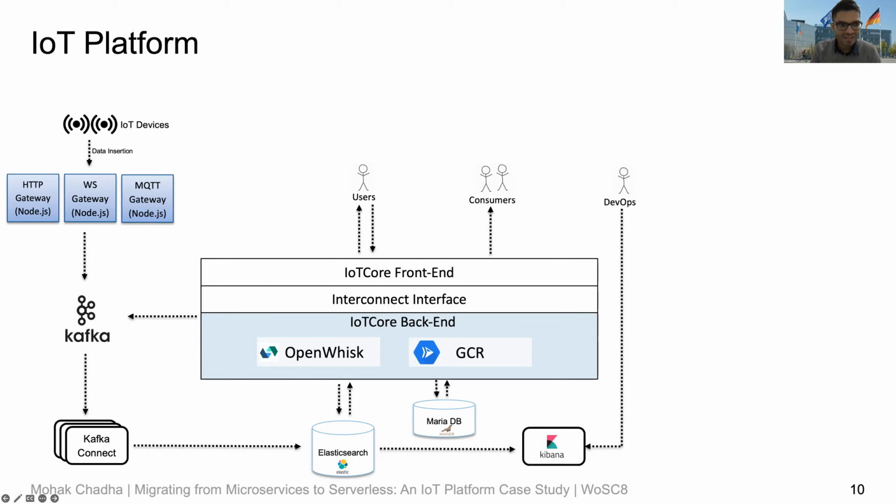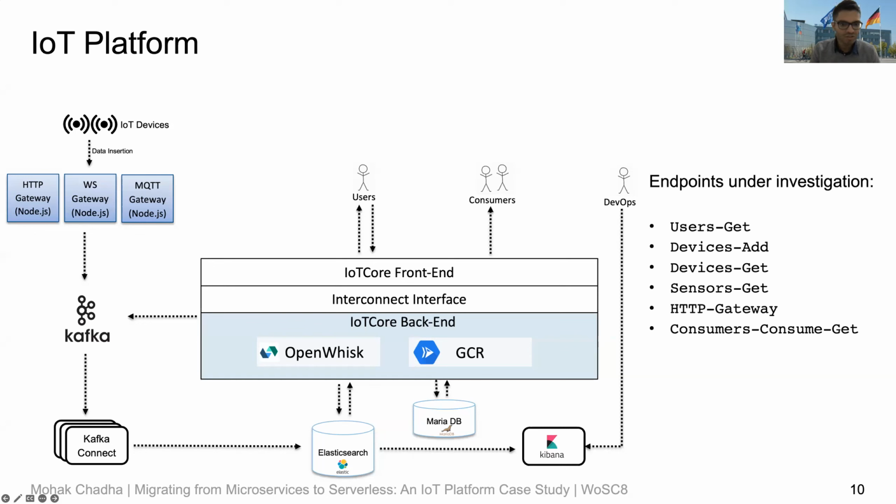Devices can send their data through three different gateways. Then the data is forwarded to Kafka, which is then stored as an index in Elasticsearch using Kafka Connect. The data can also be visualized using Kibana. For interacting with the IoT platform, there are several API endpoints which the users and consumers can use to perform CRUD operations. But in this work, we mostly focus on six different API endpoints.